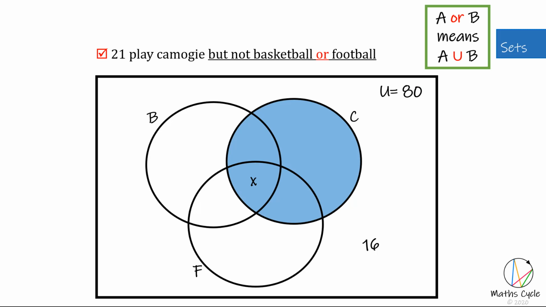Next we have 21 play camogie, but not basketball or football. So A or B means A union B. Okay, so 21 play camogie, but not basketball or football, B union F. So let's cover up B union F, and you can see the part that we're left with there is the people that play camogie only. So that's our 21 people there.